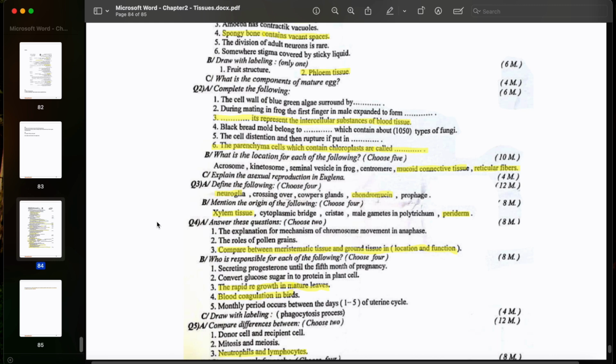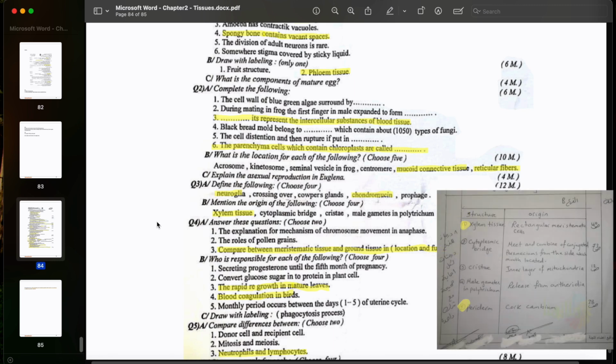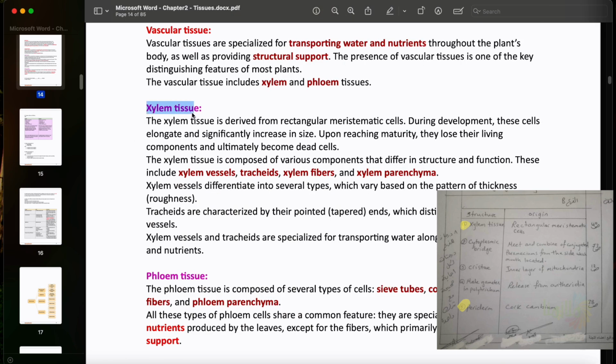Also in question 3B, they're telling you to mention the origin of the following, starting with the xylem tissue. Now, the origin of the xylem tissue is rectangular meristematic cells. As you can see here, the first thing we mentioned about the xylem tissue is that it is derived from rectangular meristematic cells. So when you have a question asking you about the origin of the xylem tissue, it is derived from rectangular meristematic cells. That's the official answer paper.